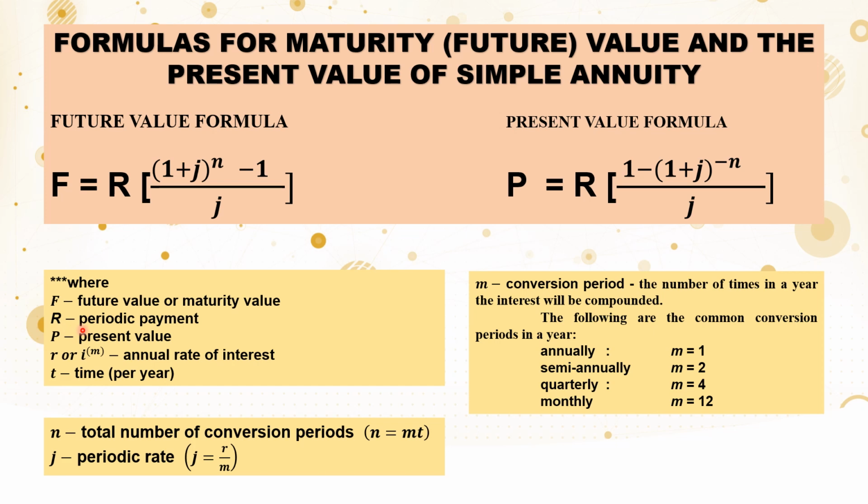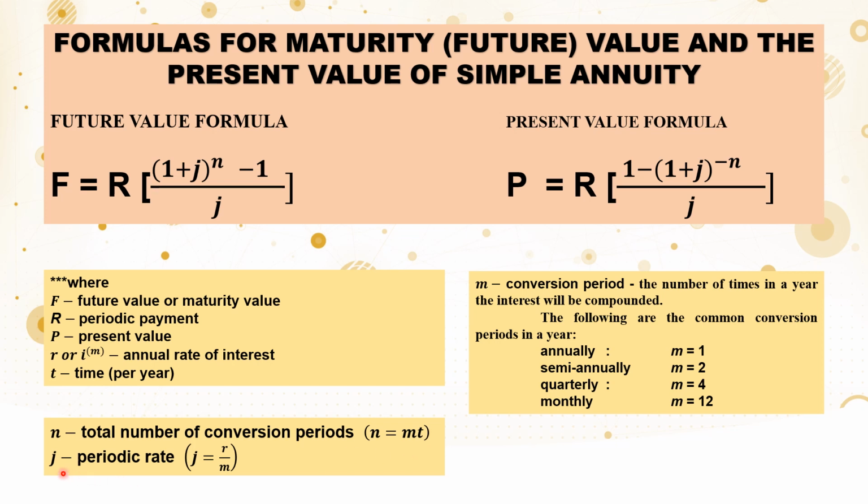R is the periodic payment. P is the present value. r or i raised to m is the annual rate of interest. And t is the time in years. n is the total number of conversion periods. To find the value of n, just multiply m and t.